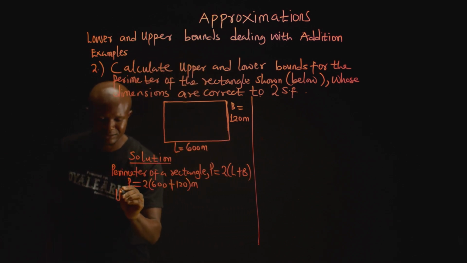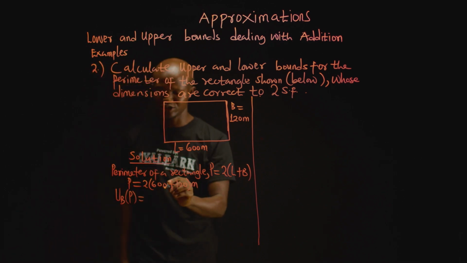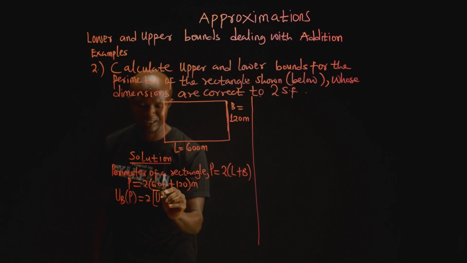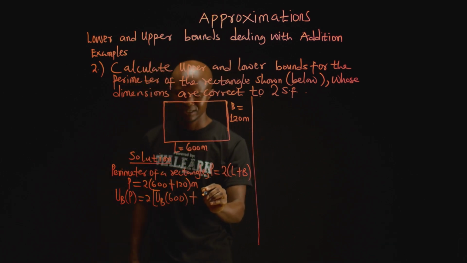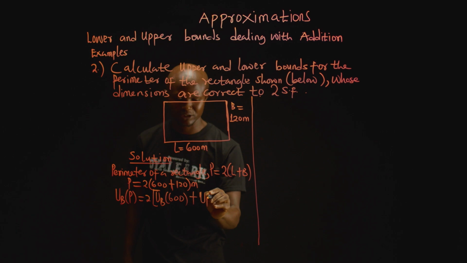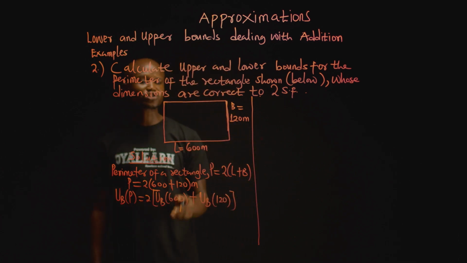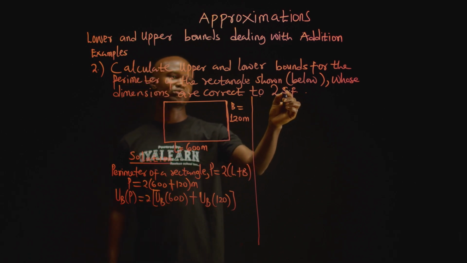Now the upper bound of P, which represents the perimeter, is going to be equal to 2 into bracket, upper bound of 600, plus upper bound of 120. So in this case, we also need to get our error from the question.